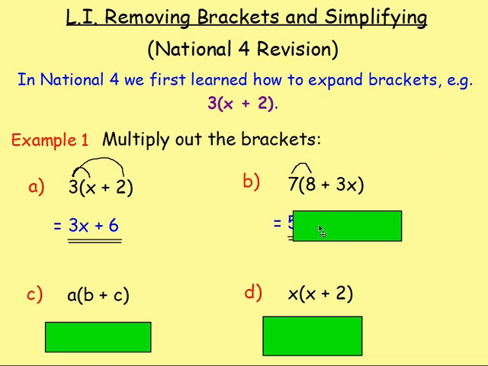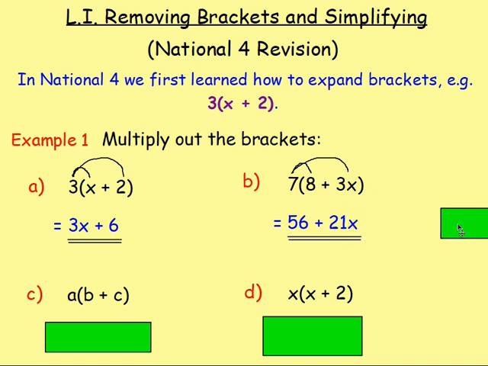That gives you 56. And then you've got the 7 times the positive 3x. So you know it's going to be a positive because 7 is positive and this is positive. 7 times 3 is 21. And you've also got the x. Brilliant. Let's try another one.